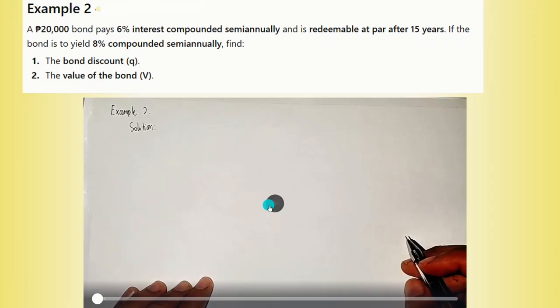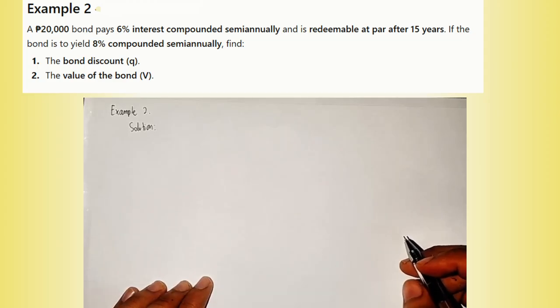Now we have example 2. A 20,000 bond pays 6% interest compounded semi-annually and is redeemable at par after 15 years. If the bond is to yield 8% compounded semi-annually, find the bond discount and the value of the bond.